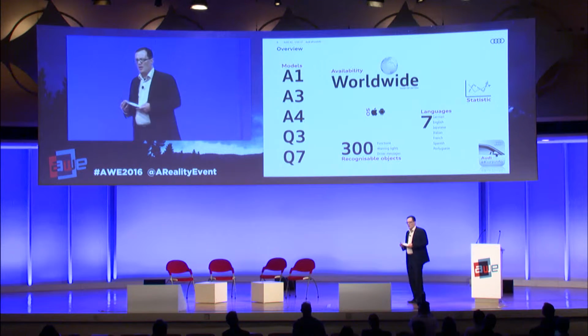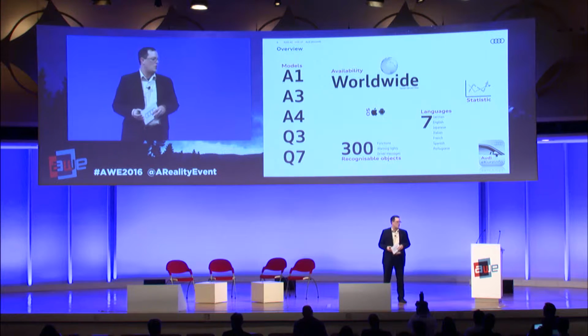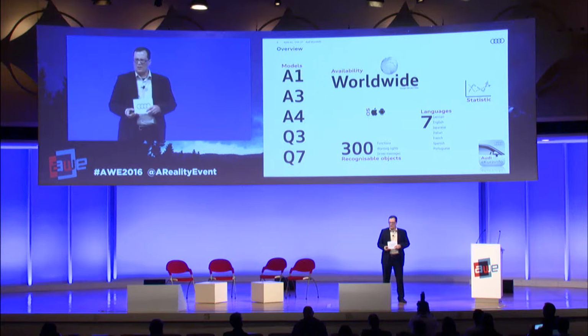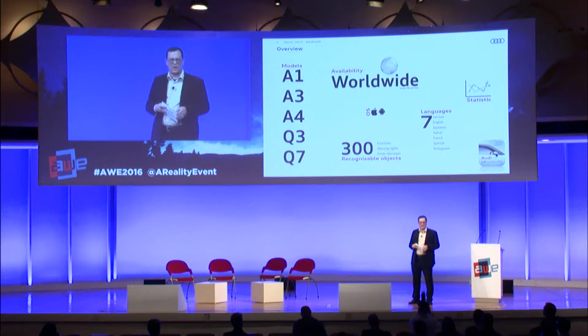To give you a wider overview of the app, we released this app worldwide with the exception of our markets, US and China. It includes 5 different models with the different variants of those models. It's available for iOS and Android devices. It includes 7 languages. And you can recognize around 300 different objects per model. So it includes functions, warning lights, and driver messages.